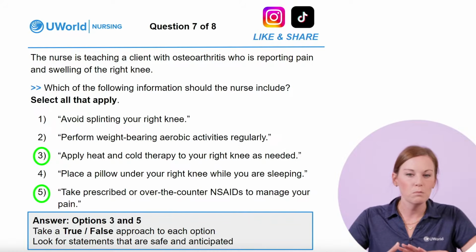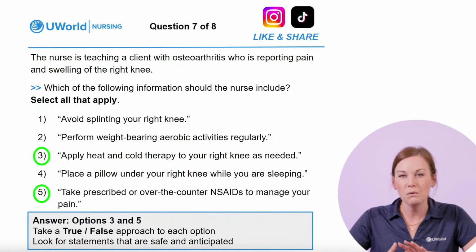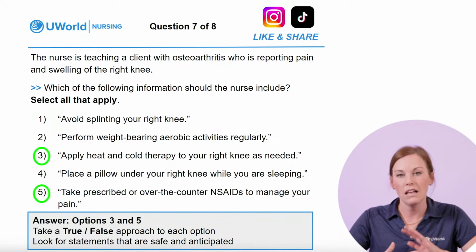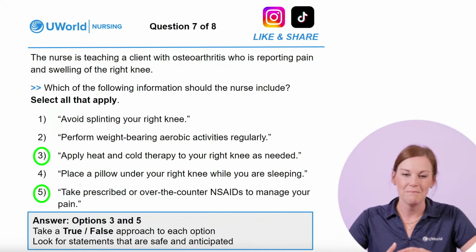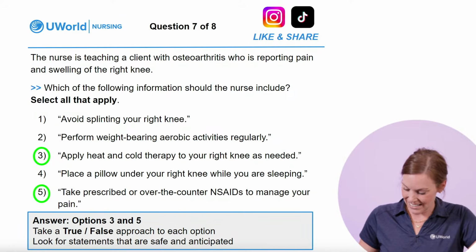And then option 4, place a pillow under your right knee while you are sleeping. We typically would want to put that pillow under the feet to allow swelling to go down, not so much the knee. All right, good work, you guys.